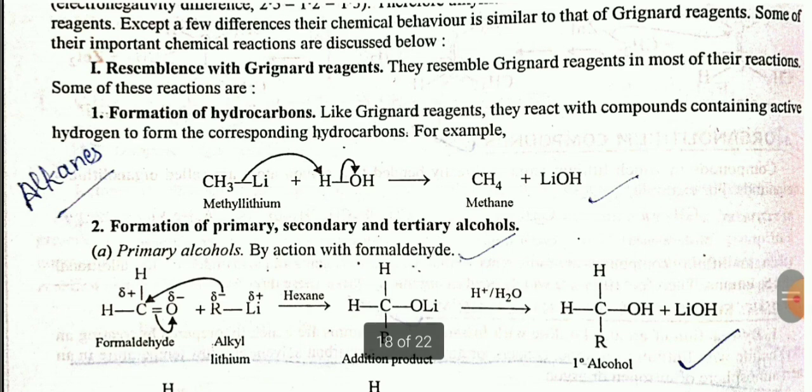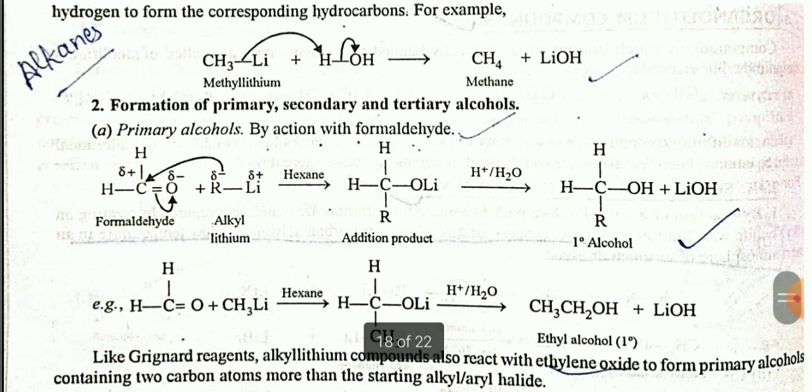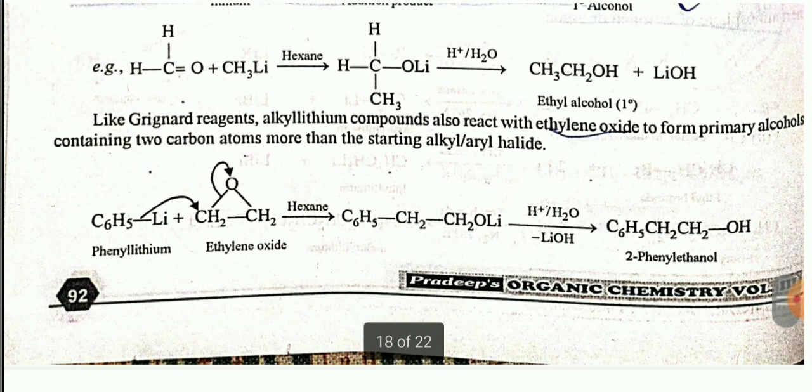First, resemblance with Grignard reagent. They resemble Grignard reagent in most of their reactions. Some of these reactions are formation of hydrocarbons. Like Grignard reagent, they react with compounds containing active hydrogen to form the corresponding hydrocarbons. Formation of primary, secondary, and tertiary alcohols. A. Primary alcohols by action with formaldehyde. Like Grignard reagent, alkyl lithium compounds also react with ethylene oxide to form primary alcohols containing 2 carbon atoms more than the starting alkyl or aryl halide.